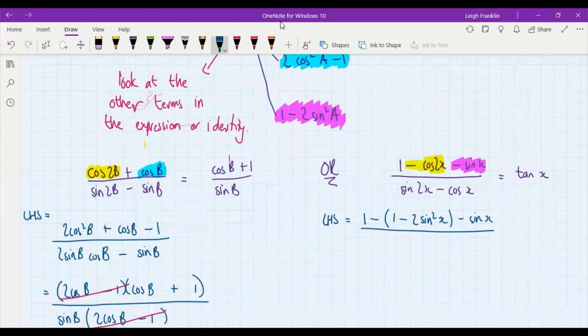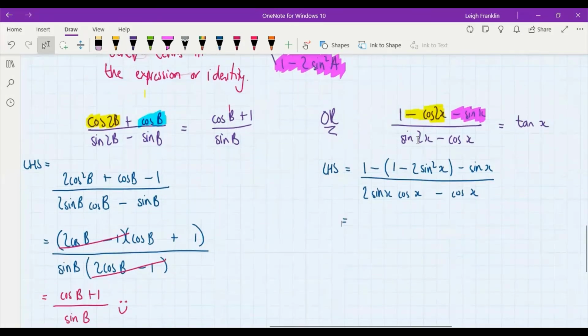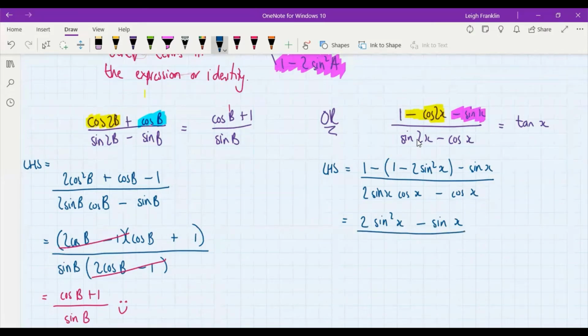Now at the bottom, we've got sine 2x minus cos x. Well, there's not really anything that we can do with that other than write 2 sine x cos x minus cos x. All right, let's simplify the numerator and see where we go. So 1 minus 1 means the 1 is gone. And now we are left with positive 2 sine squared x minus sine x, all over 2 sine x cos x minus cos x.